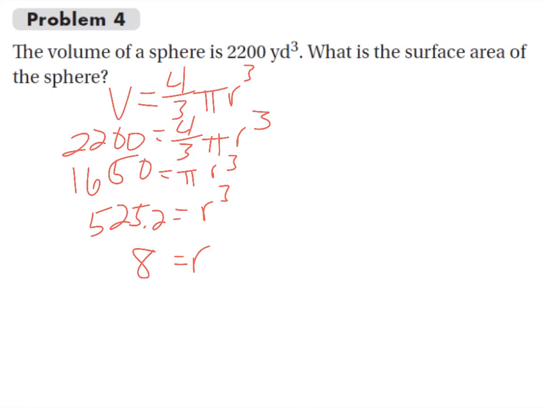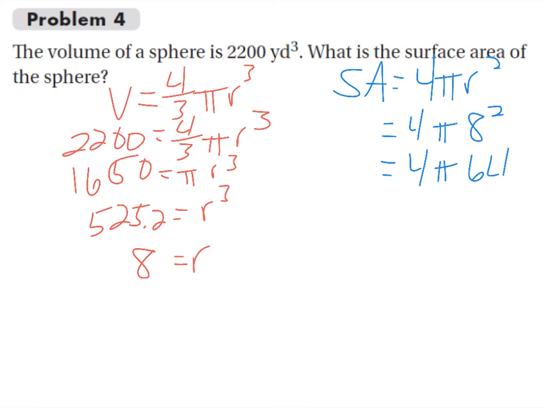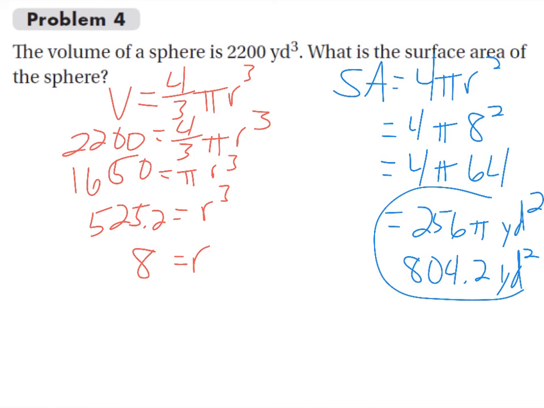Once I have my radius, I can go over to my surface area formula of 4 pi r squared. I can put in 8 for r, so I have 4 pi 8 squared. 8 squared is 64. 4 times 64 gets me 256 pi. And that's going to be square yards, so I can either leave it like that, or if they want it rounded off, we could say that it is 804.2 square yards. So either one of those two answers would be accepted.